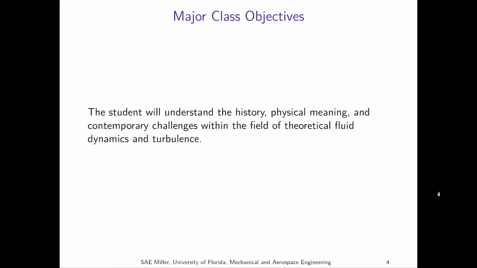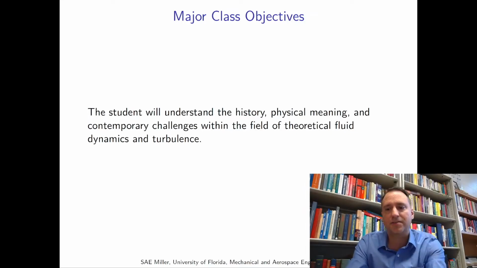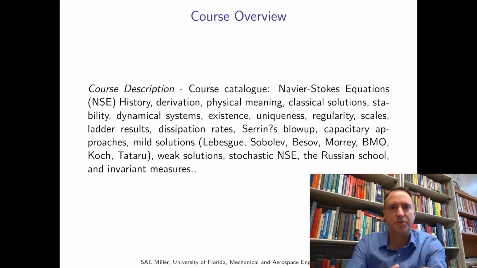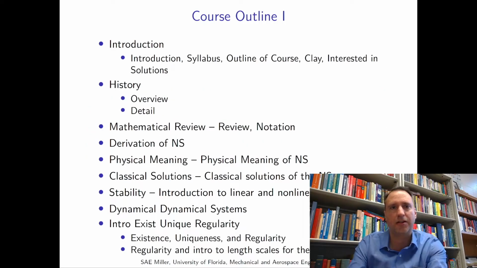So the objectives for the students out of the course are to understand the history, the physical meaning, and contemporary challenges within the field of theoretical fluid dynamics and turbulence. And this is by no means an easy task because the subject takes years to learn. So here's the course description that was actually put out, and the course description follows the outline of the course. So let's just look at the outline of the course.